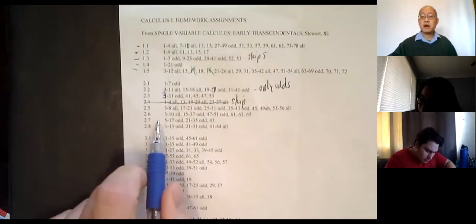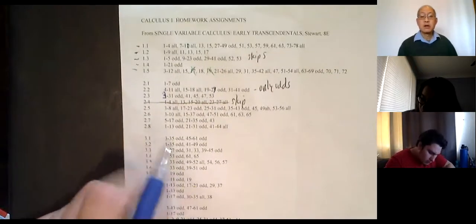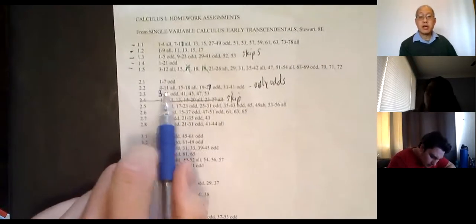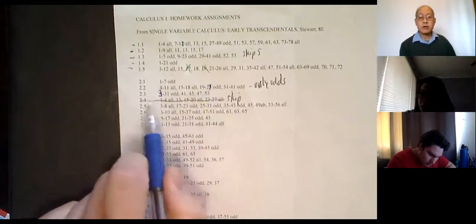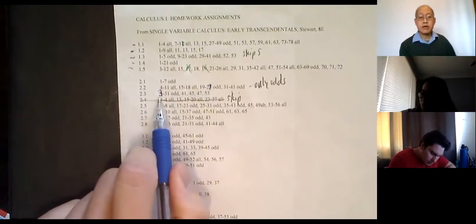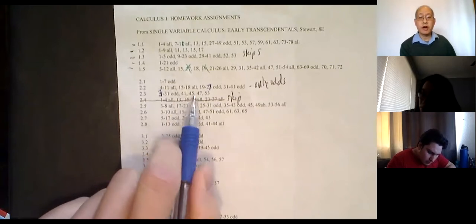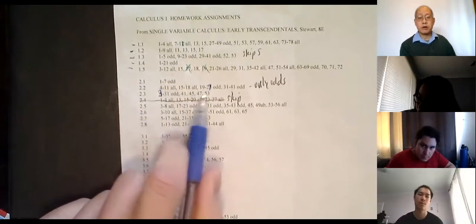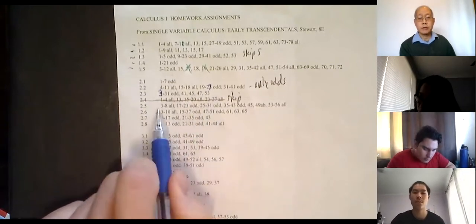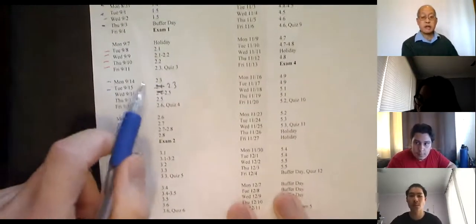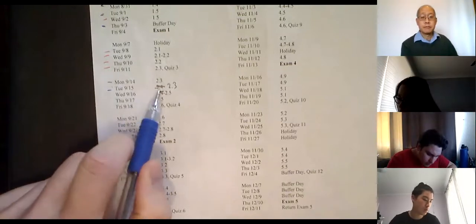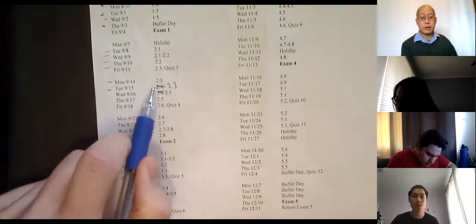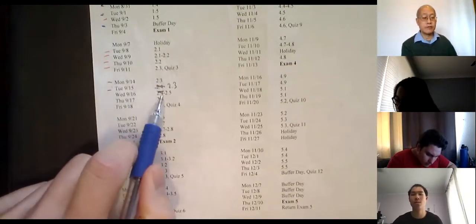And a quick reminder of the change here. So 1 to 7 odd, 19 to 27, but only do the odds from 2.2, 2.3, 3 to 31, odd, 41, 45, 47, 53, and we're skipping 2.4 altogether. Because of the weirdness of last week, I should be able to be on par if I follow this schedule now, and we're skipping 2.4, so I can just jump to 2.5.